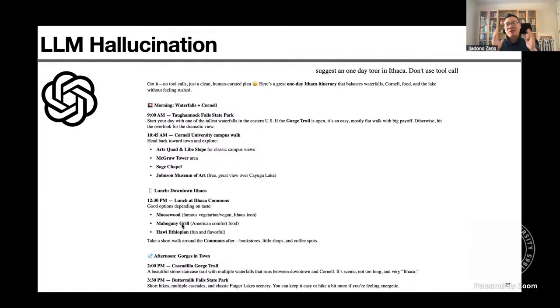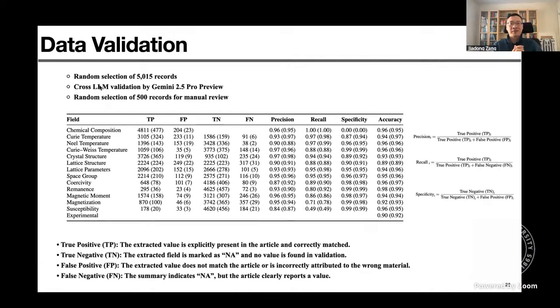So somehow the hallucination is getting better and better controlled in the modern language models. And also here, what we did is we randomly select about 5,000 records in this new database, and we use other language models, like Gemini 2.5, to validate and cross check. And again, I did the same check as the student, reading randomly 500 papers for manual review. And this is the performance. You can see that the accuracy is pretty good, and overall all this information collected has an accuracy of about 95%.